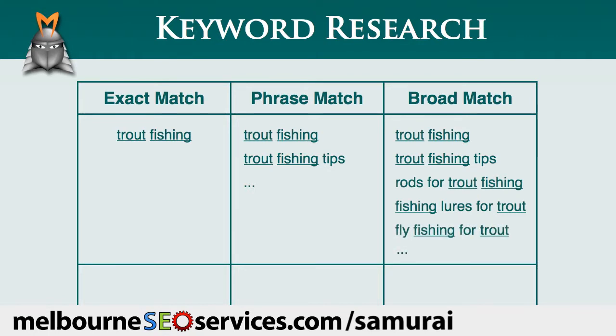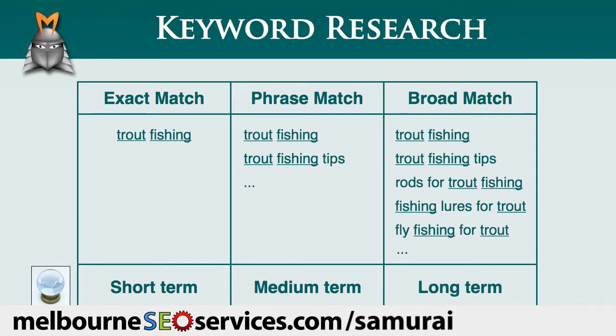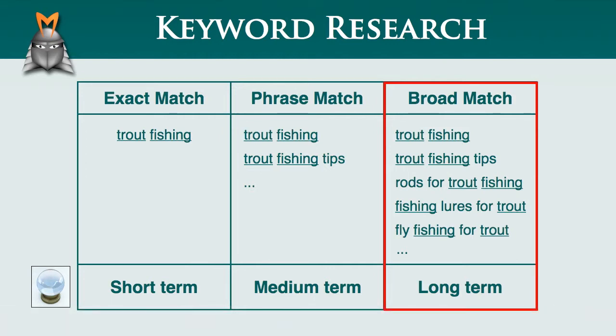We then saw that we can use the different match types, much like a crystal ball, to look into our business future and assess the short-term, medium-term, and long-term traffic potential of our keywords. And finally, we saw that Market Samurai uses broad match data as a default for SEO traffic because this gives us the most useful information for assessing the long-term viability of an online business.